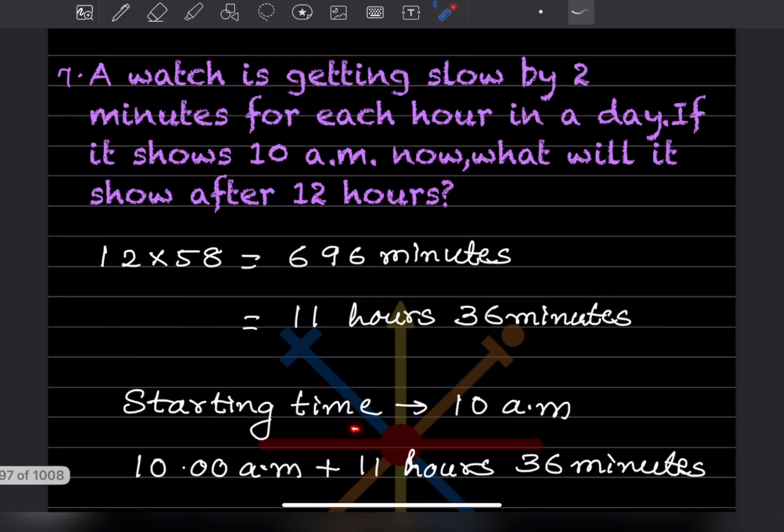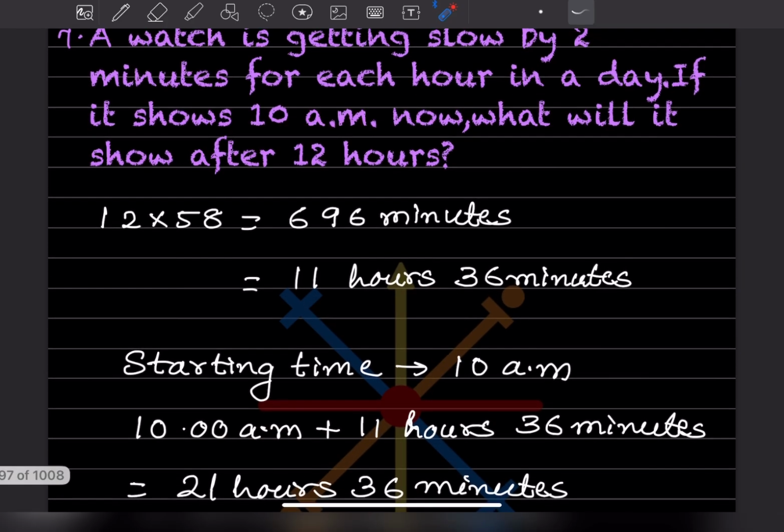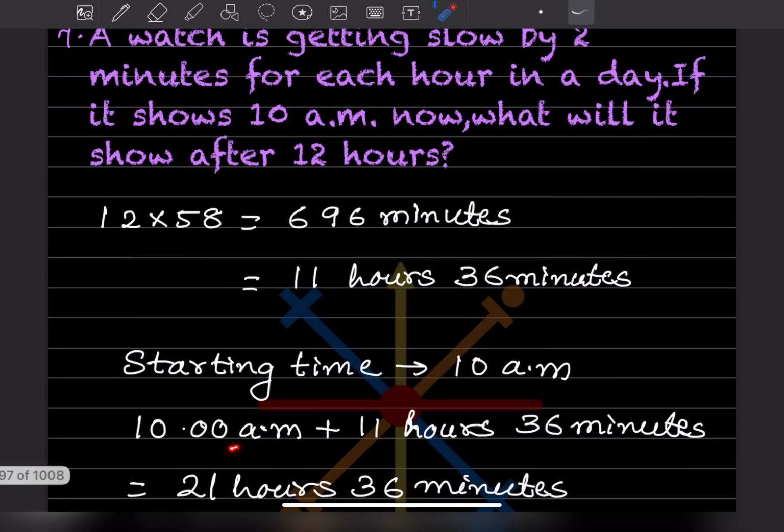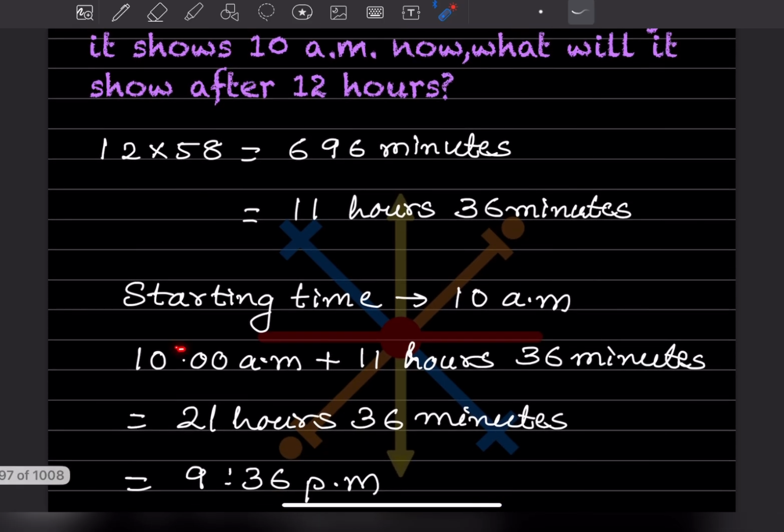So now the starting time they have given is 10 a.m. So here 10 a.m. plus this 11 hours and 36 minutes. So what will be the answer? 10 plus this 11 is going to be 21. These are the total hours. Plus this 36, 21 hours and 36 minutes.